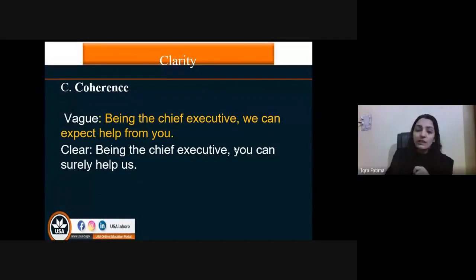The second phrase should be related to that person. So you have to organize your thoughts according to your idea. Whenever you are talking about any person, in the second sentence you also have to write about that person. You can't talk about yourself. If you are talking about the chief executive, you will also address that person in the second phrase as well. Okay, you can surely help us. So this is how you can make your sentence coherent.